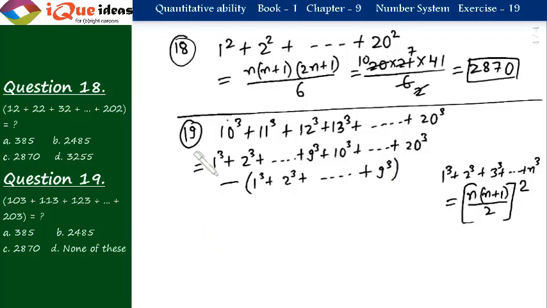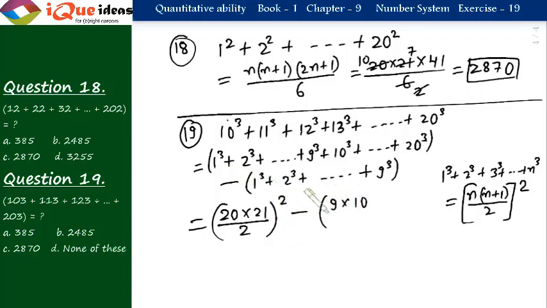What is the benefit of this? The first part becomes cubes of 1 to 20. So we can apply the direct formula, that is n into n plus 1 by 2, by putting the value of n equal to 20 in the first part. So it is 20 into 21 by 2 whole square. Minus, for the second one we'll use the same formula because it is sum of cubes, but we'll put n equal to 9. So it is 9 into 10 divided by 2 whole square.